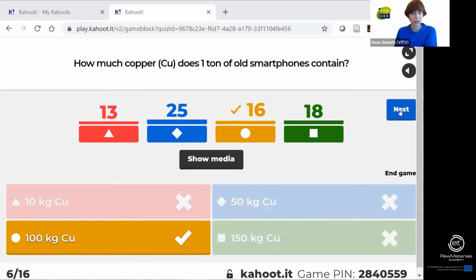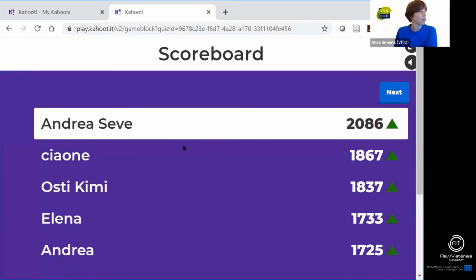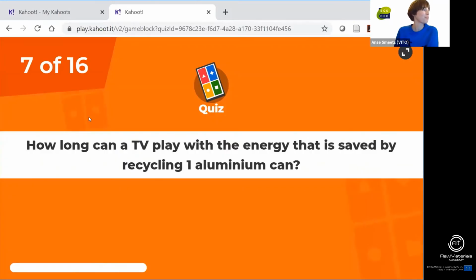So next question for you. How long, I see the scoreboard, also interesting to have a look at that one. Andrea is now on top, I see.